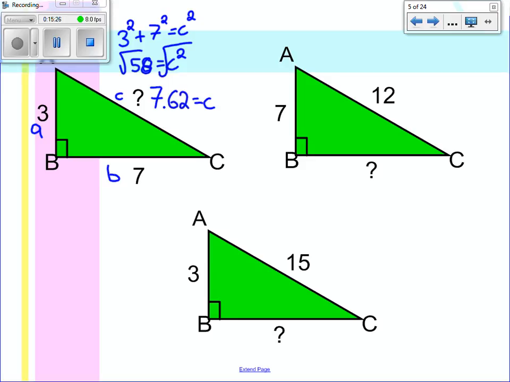First step to every question is going to be labeling your triangle properly. If you want to use Pythagorean Theorem, you need to label them properly using A, B, and C. Which one would be C in this case? 12. The longest side is always C for Pythagorean Theorem. A and B don't matter. So I'm going to call this one A. I'm going to call that one B.